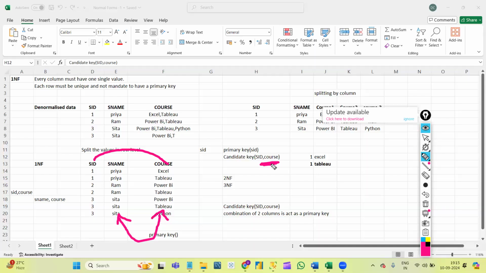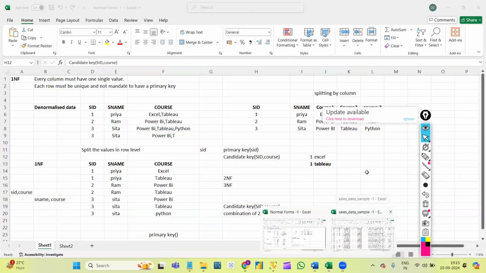Yes, ma'am. I have one question. Yes, please. Ma'am, let's suppose we have multiple columns, here it is 3, so is the candidate key a combination of 2? Yeah, we will see that. Okay. Next, we are going to solve this one only.